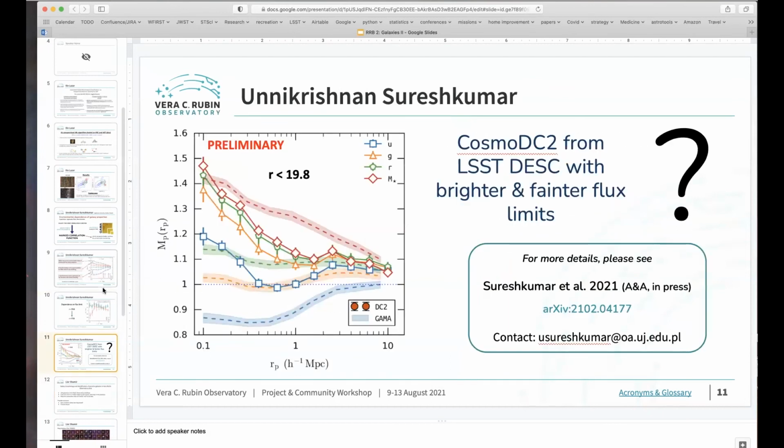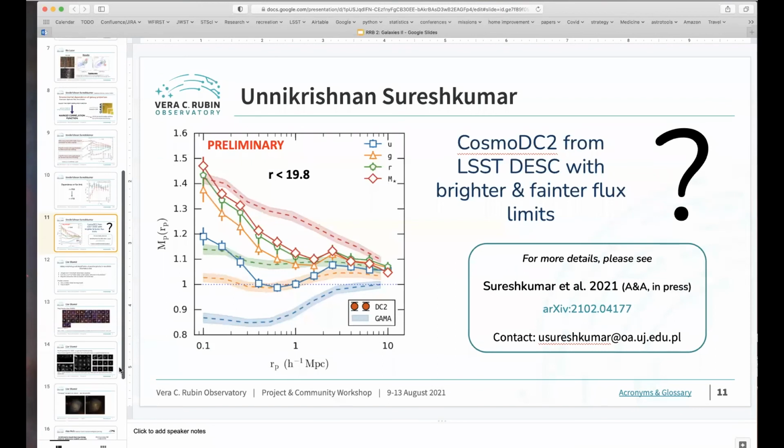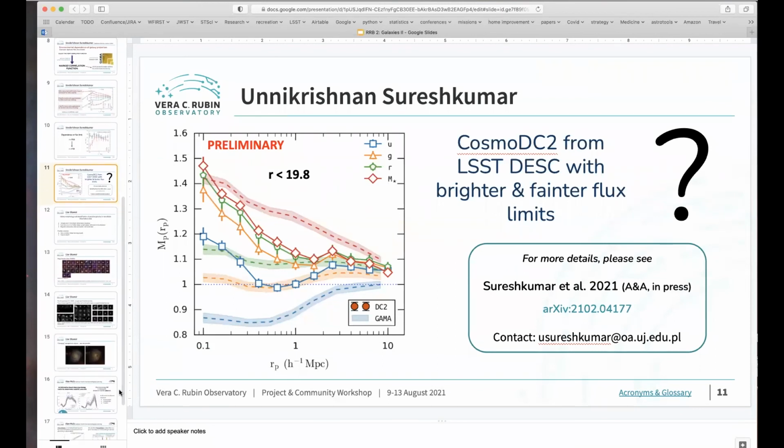So we believe that the CosmoDC2 catalog from the LSST DESC will be of use here. As a preliminary test, we have taken a mock sample from DC2, which resembles our GAMA sample, and compared the measurements. You can see that the marked correlation functions, even though they significantly differ between both the samples, still preserve the hierarchy, which is a green signal for us to proceed. And so we plan to extend our studies with brighter and fainter flux limited samples from DC2.